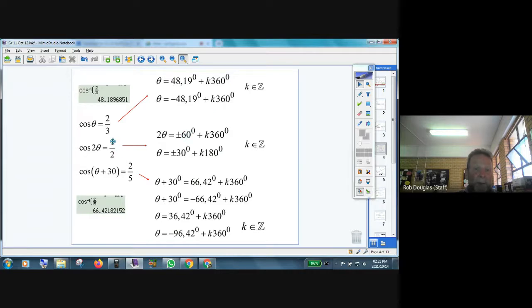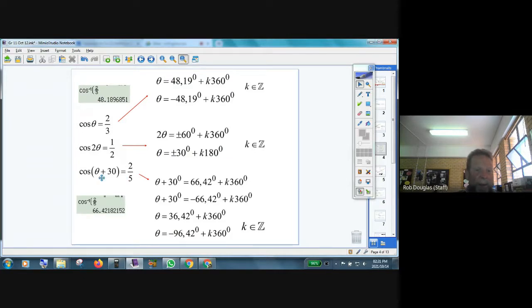What about this one? Well, you'd go shift cosine of a half, and it tells you it's 60, but it's plus or minus 60. But this one is 2 theta. You've got to divide everything by 2, and that's why you get this k times 180 business. And 60 divided by 2 is 30, plus or minus 30, so two different answers.